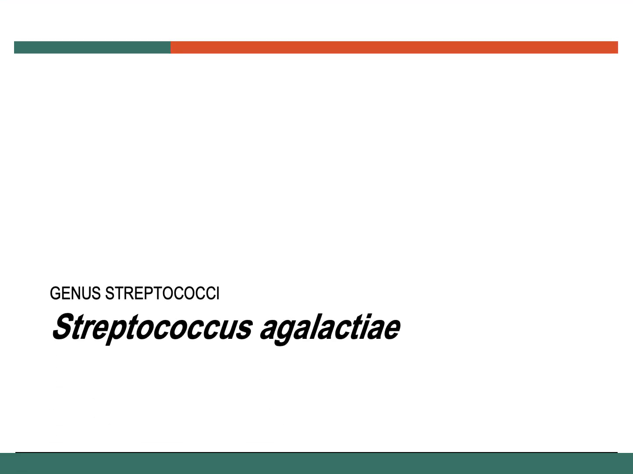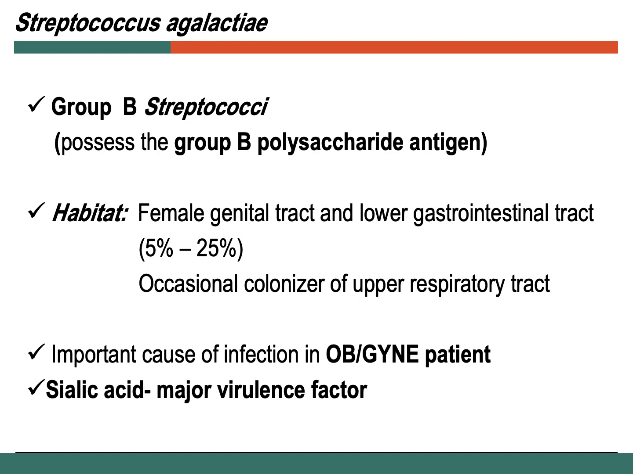Now let's go to Streptococcus agalactiae. Streptococcus agalactiae is your group B strep. They possess group B polysaccharide antigen on their cell wall. These are still beta hemolytic. Streptococcus agalactiae is normal flora of the vagina and the lower GIT. This is an important cause of infection in OBGYN patients. The major virulence factor of Streptococcus agalactiae is a capsule composed of sialic acid.